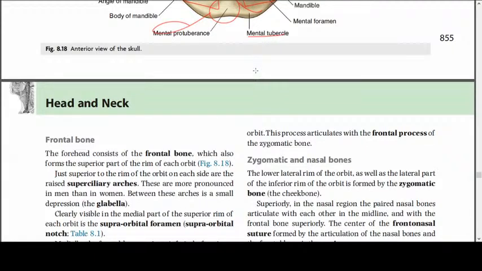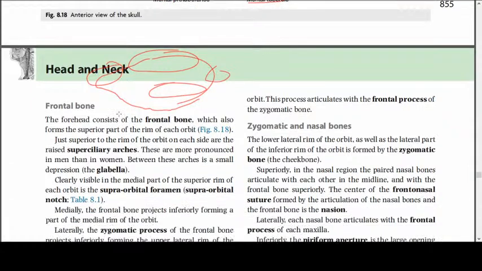Forehead, frontal bone. Let's suppose this is a brain, pardon my drawing. This one is the frontal pole, this is the occipital pole, this is the parietal pole, this is the temporal pole. Even the bones are arranged in a similar pattern. So there's the frontal bone, which protects the frontal lobe, obviously, as the name suggests. The forehead consists of the frontal bone, which also forms the superior part of the rim of each orbit.